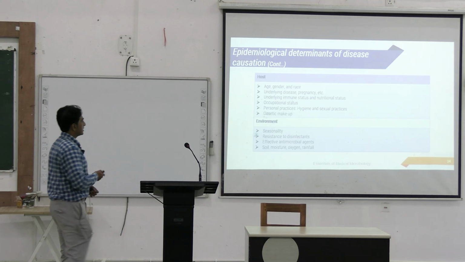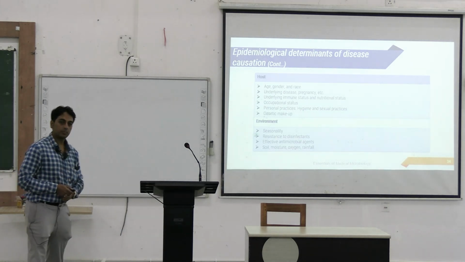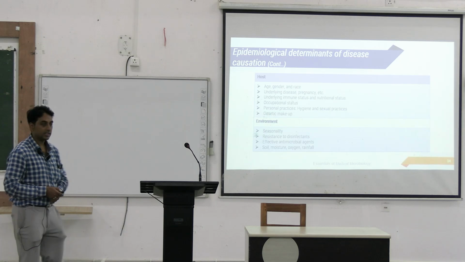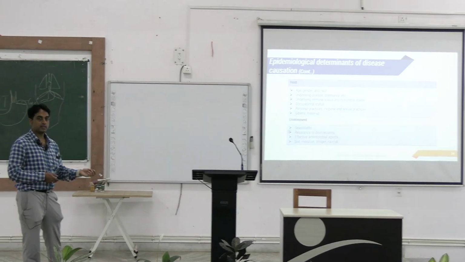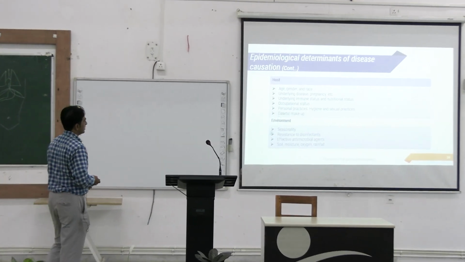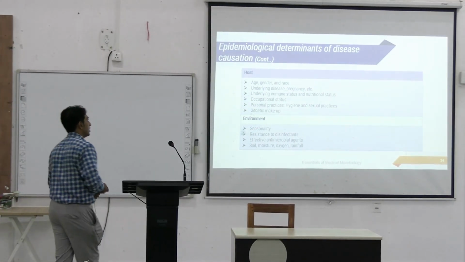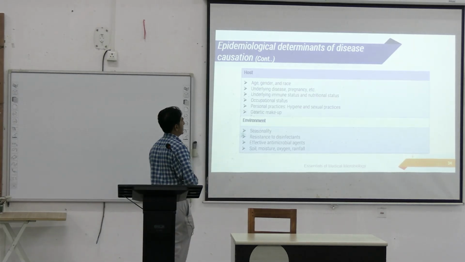Now coming, what are the host factors? মানে আমাদের ফ্যাক্টরস গুলো কোন কোন ফ্যাক্টরস উপর ডিপেন্ড করছে যে ডিজিজ হবে কিনা? Age, gender and race, extremes of age are mentally susceptible for disease, underlying disease, pregnancy, underlying immune status, occupational status, hygiene and sexual practices, and genetical makeup.